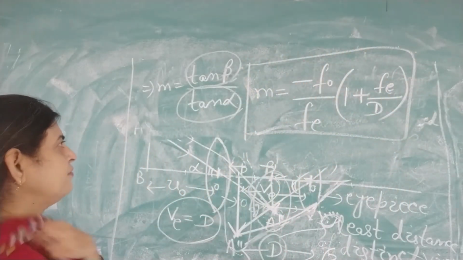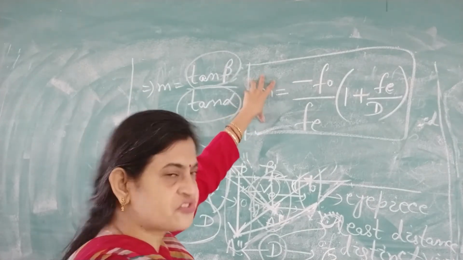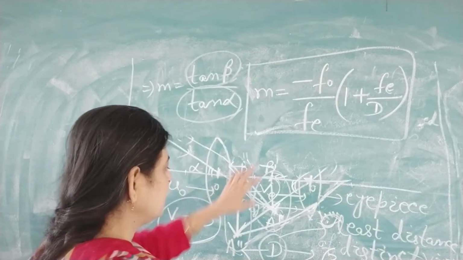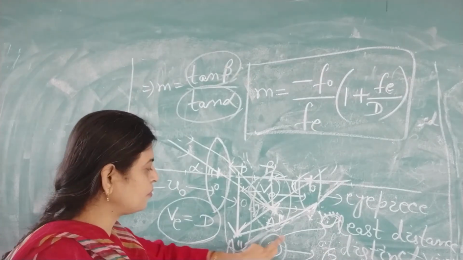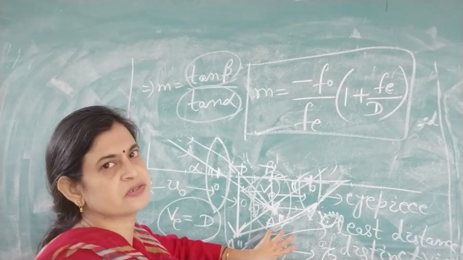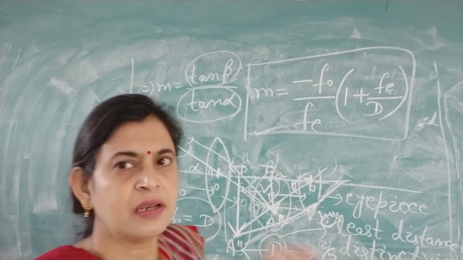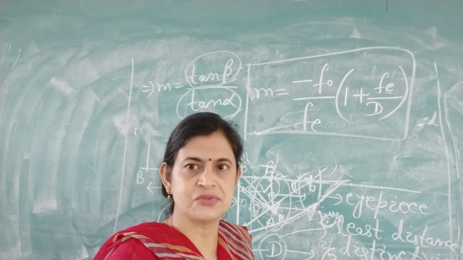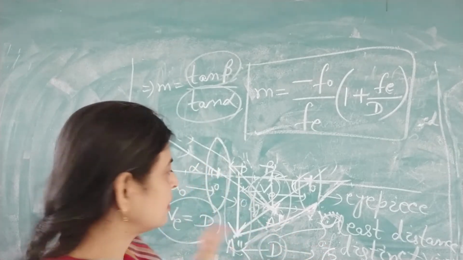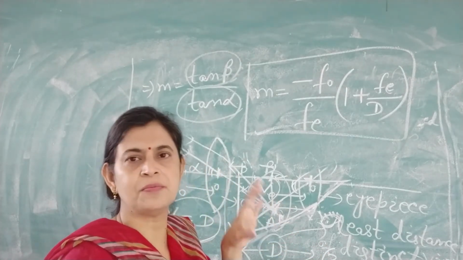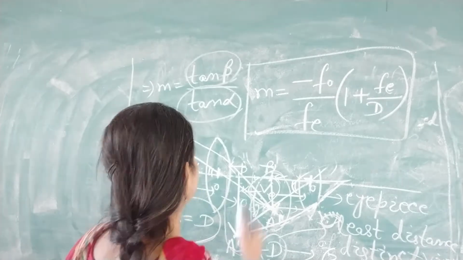This is the magnifying power of your astronomical telescope when the image is formed at your least distance of distinct vision. Clear? Now we will consider another situation, that means when the image will also be formed at infinity.